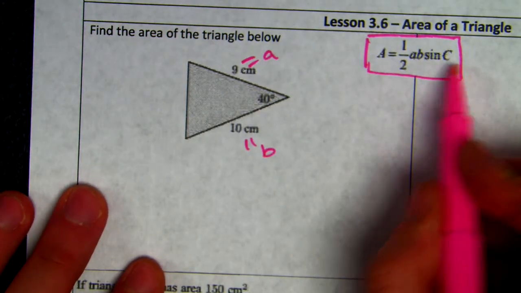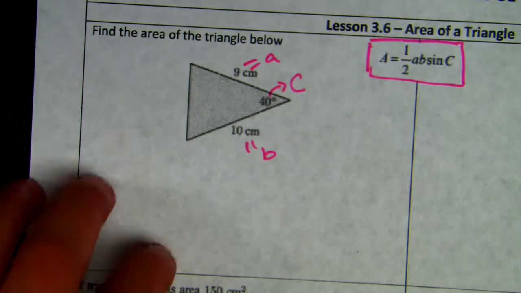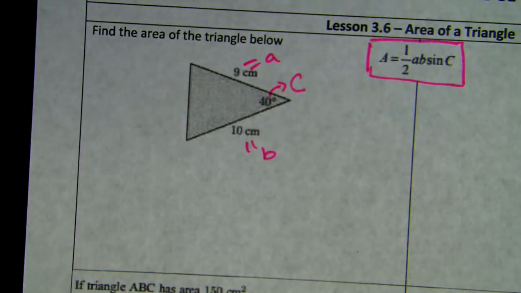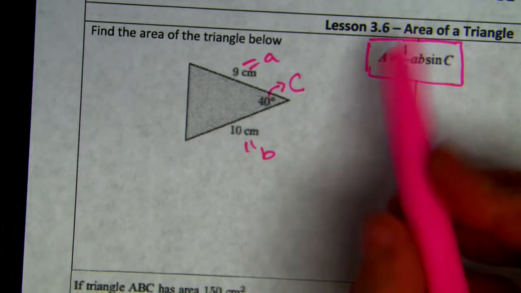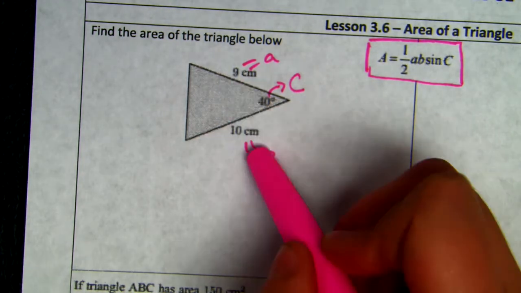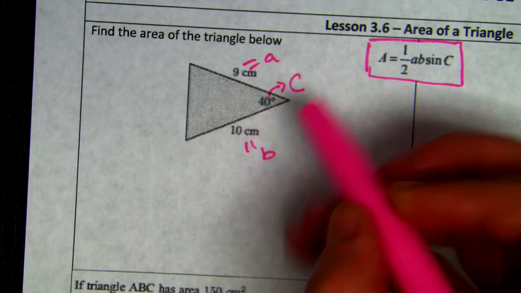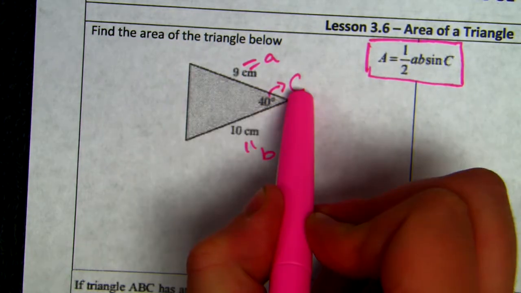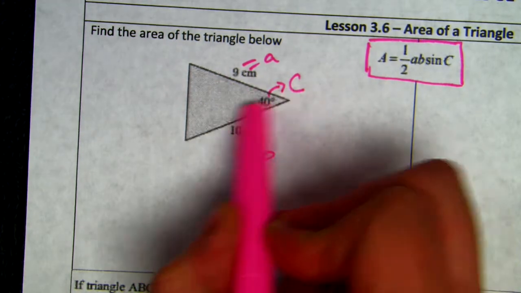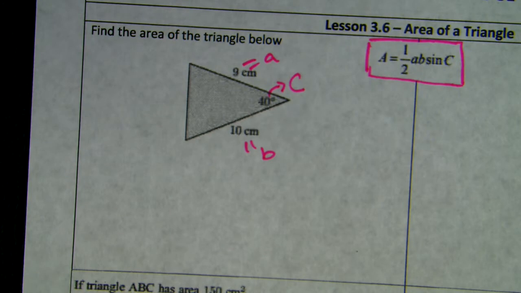Remember that capital letters show us angles, so we can call this angle measure right here C. The most important thing to remember with the area formula is that the C from this formula has to be between the A and B. Here we're lucky because they only give us 3 things that we know, but let's double check anyway. We have this side and this side, so the angle that's forming is this angle right here, and it tells us that it's 40 degrees, so we know that we can go ahead and use the formula.